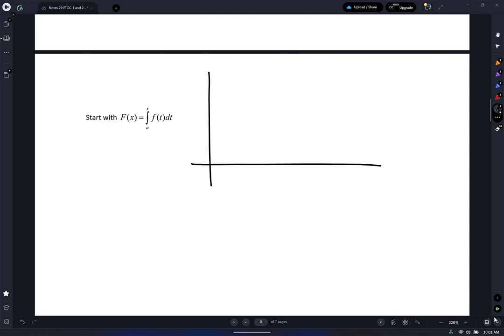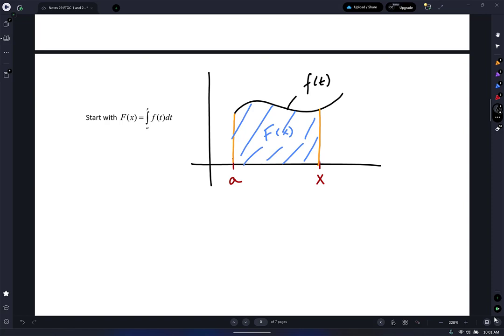Area under a curve. So I'm just going to draw some curve. I'm going to call this A, and I'm going to call this X. So the area under the curve at the moment, from A to X, all that area is just F of x. So that's what they call it. And this curve is f of t. Are we okay? Nothing crazy, right? Nothing crazy. All right.